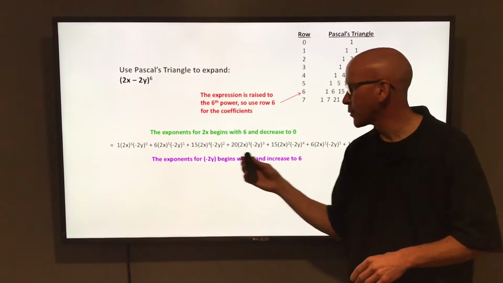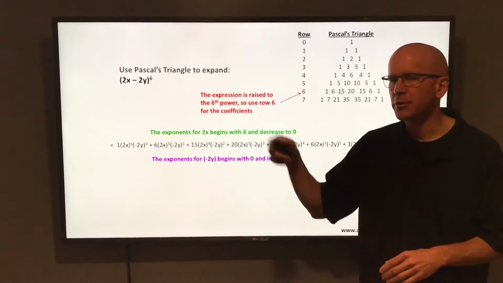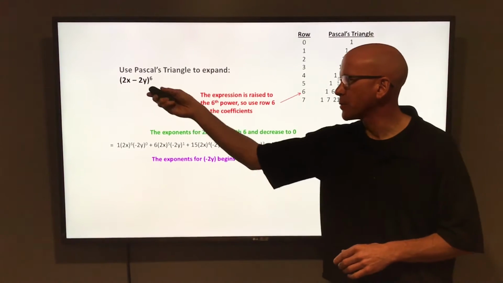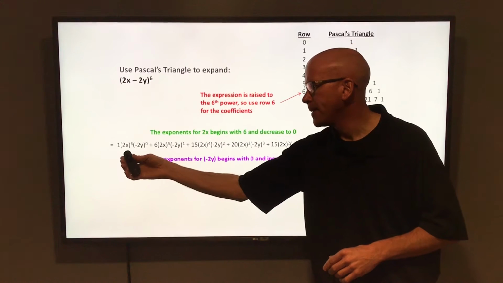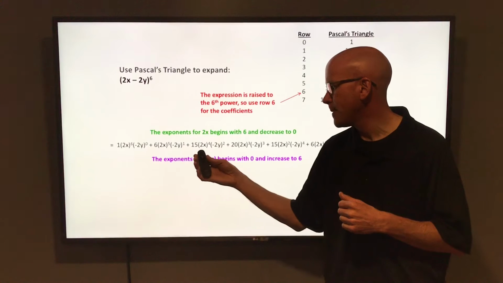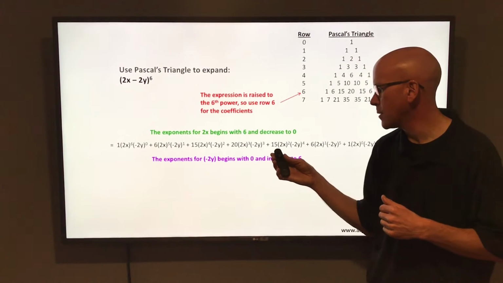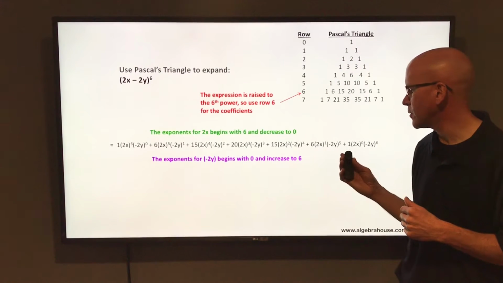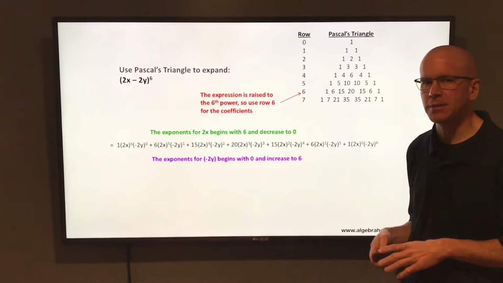So space out those coefficients of row 6, and then we're going to put the 2x in next. So start with that 2x to the 6th power. Then you're going to work your way down to 2x to the 0 power. So it'd be 2x to the 5th, 2x to the 4th, 2x to the 3rd, 2x squared, 2x to the 1st, and finally on the end, 2x to the 0 power.